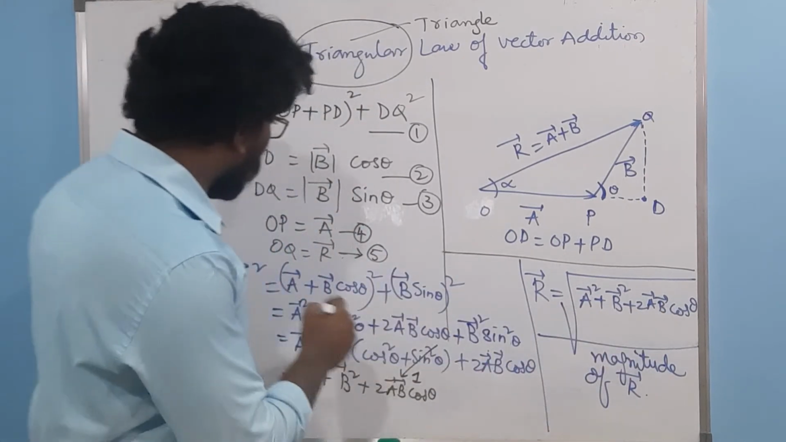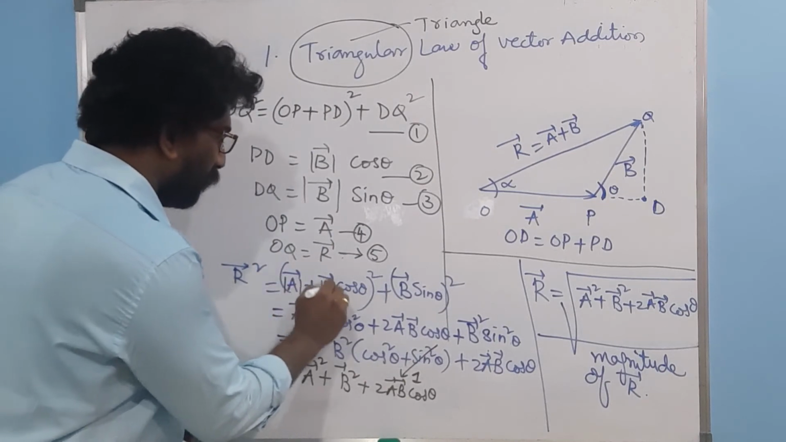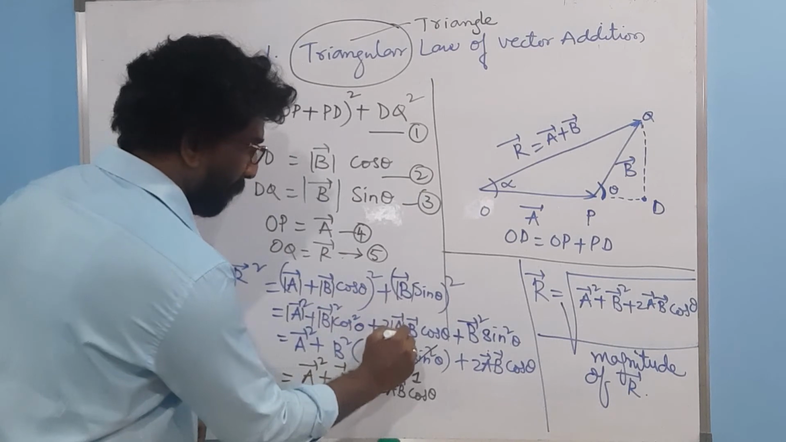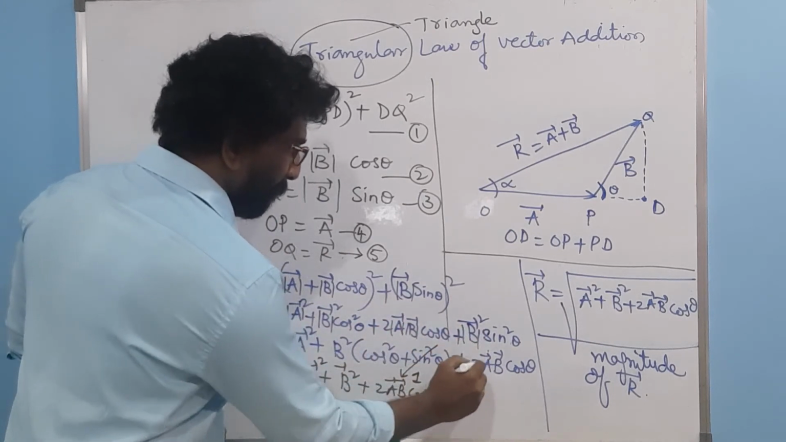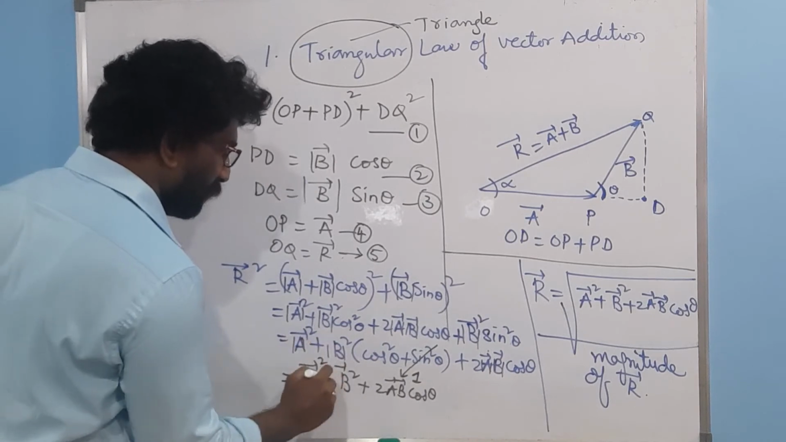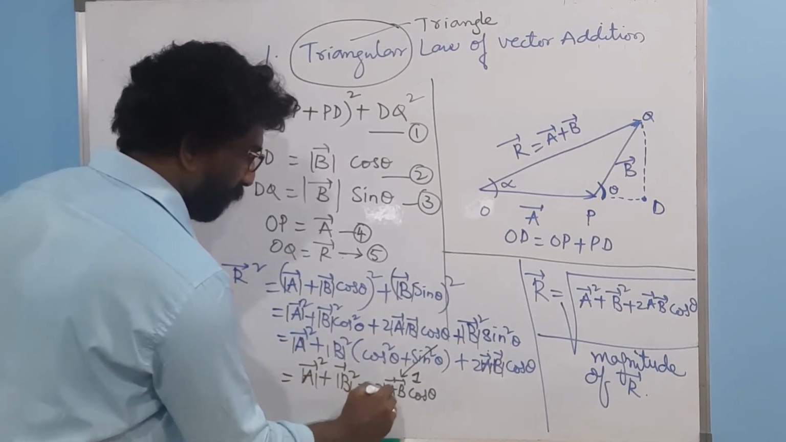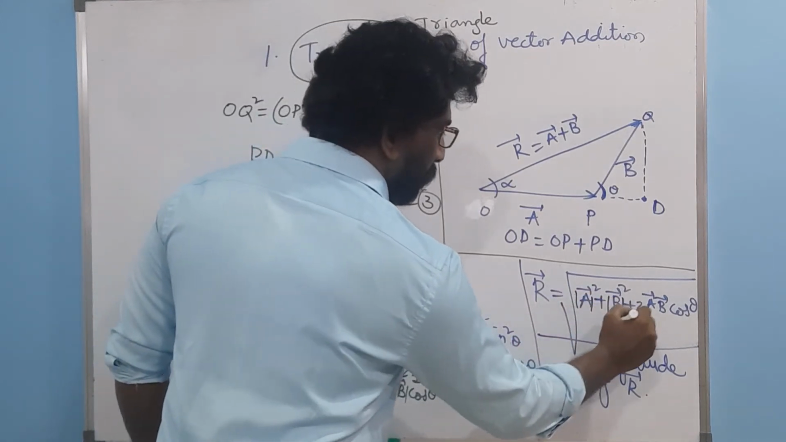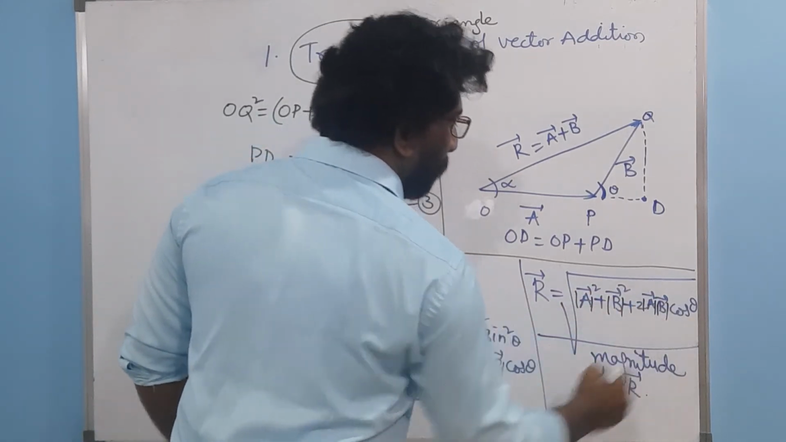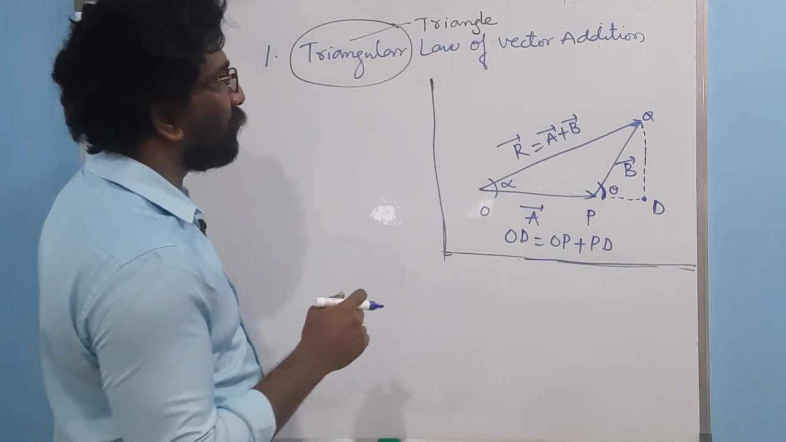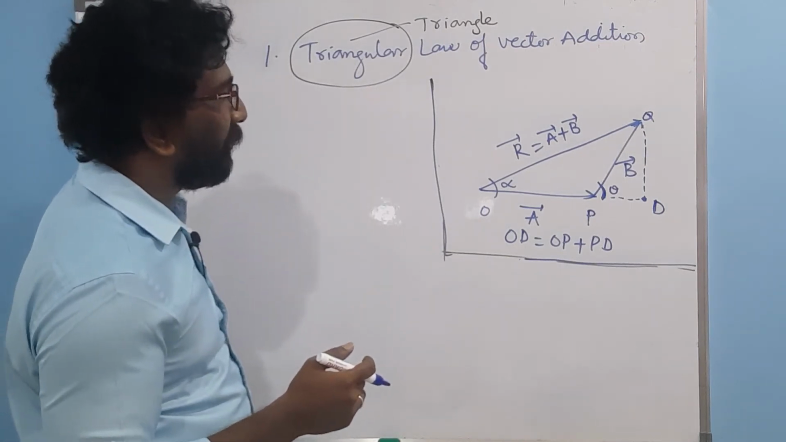Here try to put the mod everywhere. It is a modulus of these 2 vectors. We have found out the magnitude of these 2 vectors according to the triangular law of vector addition.